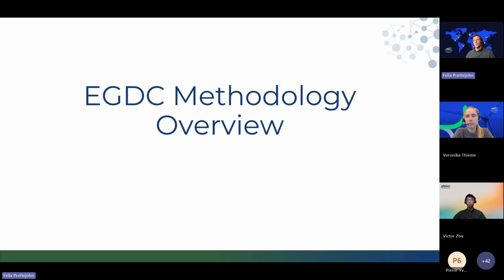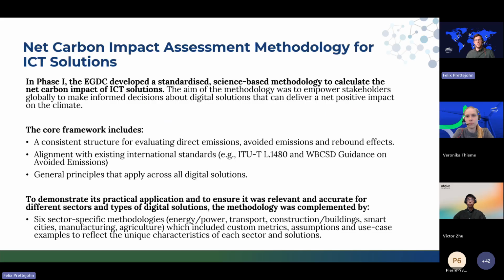So I'm going to go into an overview of the methodology. Now, we're going to do it at a relatively high level and just explain to start with what the methodology does. So this was developed in phase 1, and it's a standardized science-based way to calculate the net carbon impact of a solution. So I'm going to go into the next slide about what the net impact means. But the framework includes a consistent structure for evaluating both the direct emissions and avoided emissions and rebound effects, which make up the net impact.